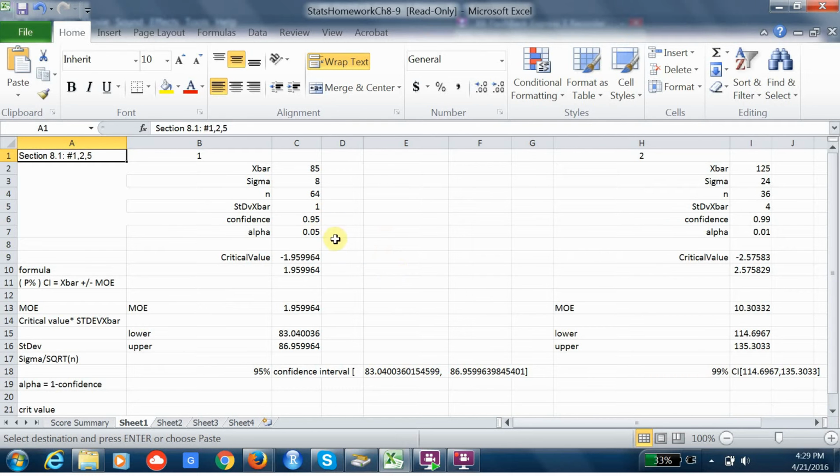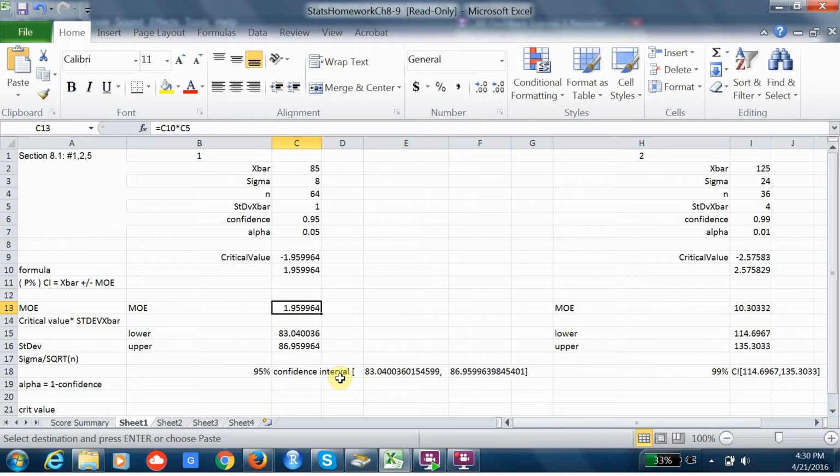Okay, first problem. Doing a confidence interval here. There's your x bar, your sigma. That looks good. And your confidence and your alpha, that's good. Critical value looks good. So my margin of error is going to be the critical value times this. Of course, that's just 1. And your upper and lower, you're just going to add and subtract from that. That looks good. Okay, excellent.